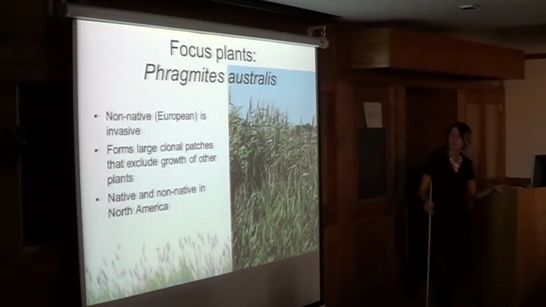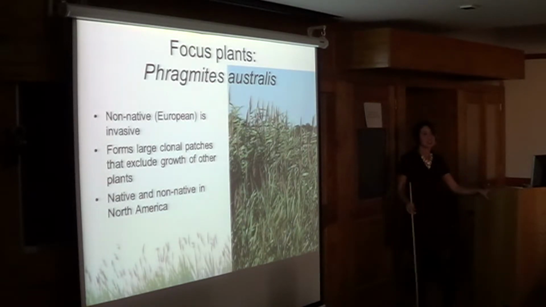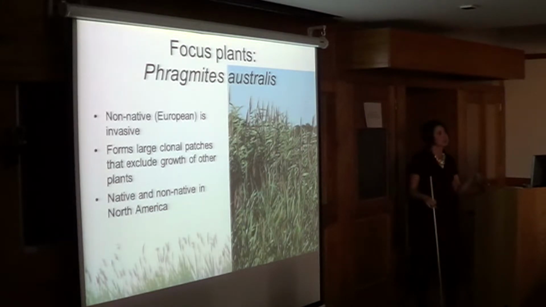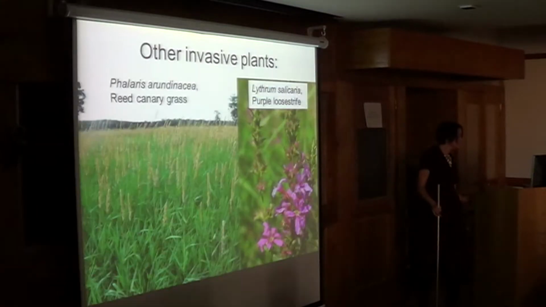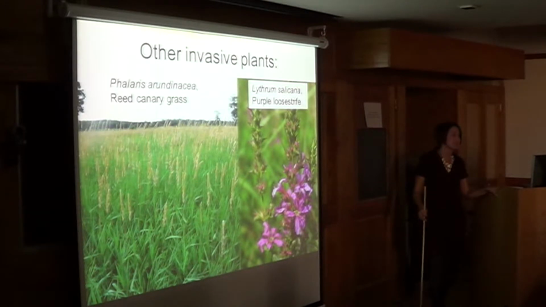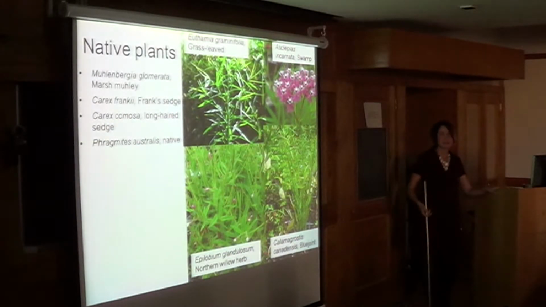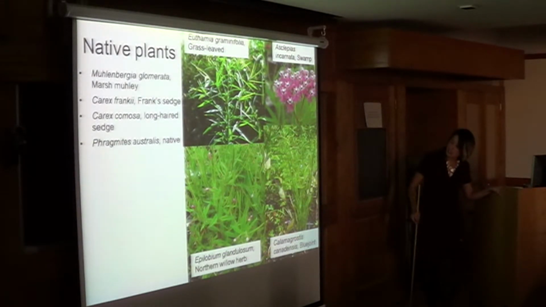And one of the interesting things about Phragmites is that there are both native and non-native genotypes here in North America. So that's a good species for us to be looking at because it gives us a closely related pair of native and invasive. I'll also be talking about a couple other invasives, Phalaris arundinacea, reed canary grass, and Lythrum salicaria, purple loosestrife. You've also probably seen these around. I think this one is particularly beautiful, even though it is invasive. And I'll be mentioning a few native plant species.